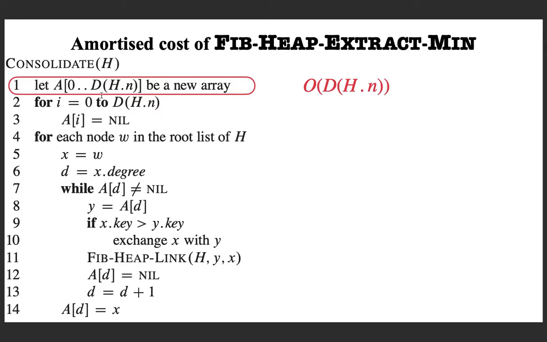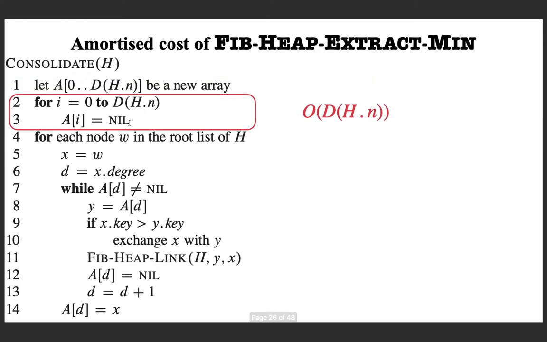Consolidate procedure, first step: you are creating an array. It is of the order of the degree, the maximum degree, because you go from 0 to that many cells. After that, you are initializing all these cells to nil. Again, this is the complexity. Note that this is the notation representing the maximum degree of a node.